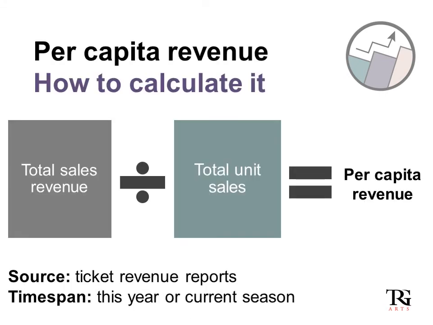So how do you calculate per capita revenue? For each event this year, you'll take your single ticket revenue divided by the number of single tickets or units sold. You can slice and dice this metric in a number of different ways, including by series, by date, even by buyer type. We'd recommend you start with overall single ticket per capita for each event.